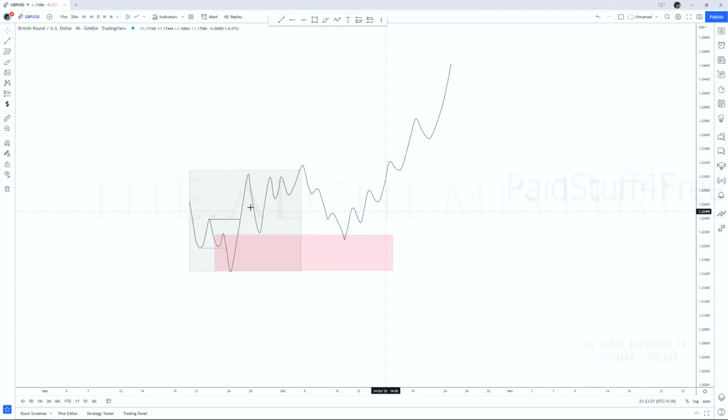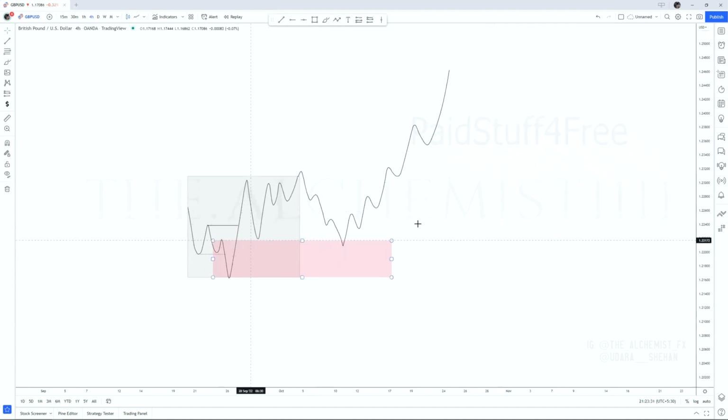You can even get this without the directional bias. But if this is in line with the directional bias, it will be even more high probable.